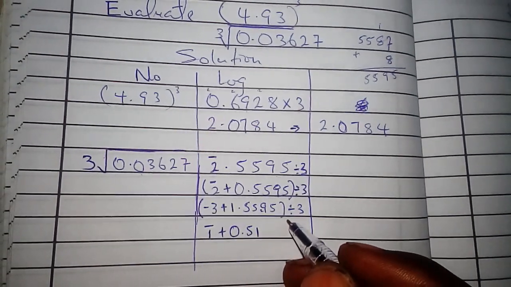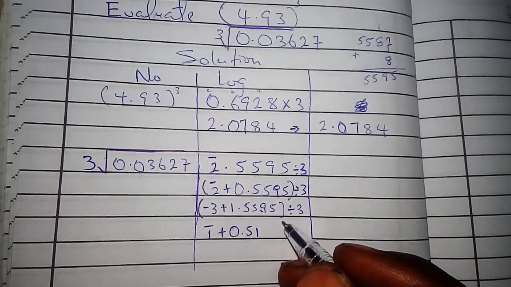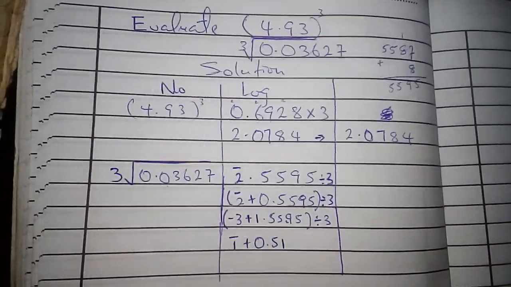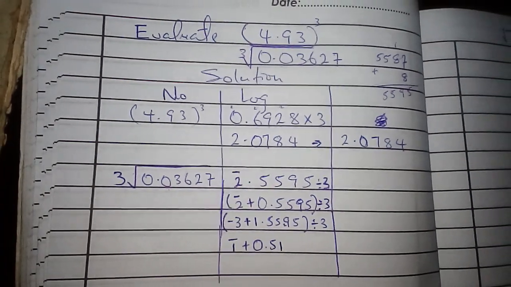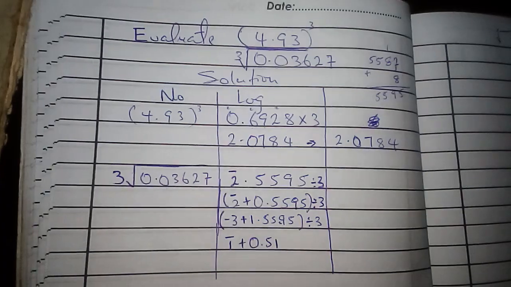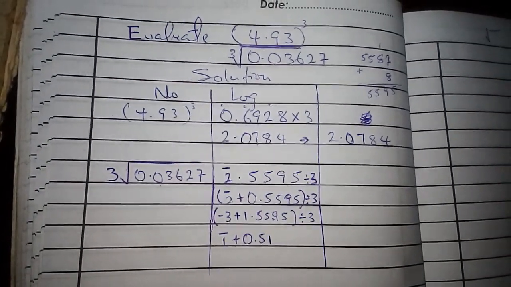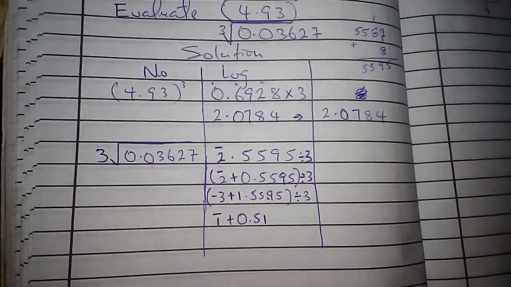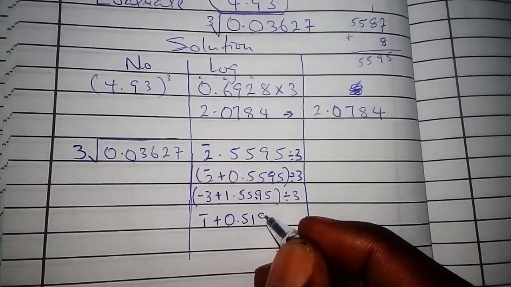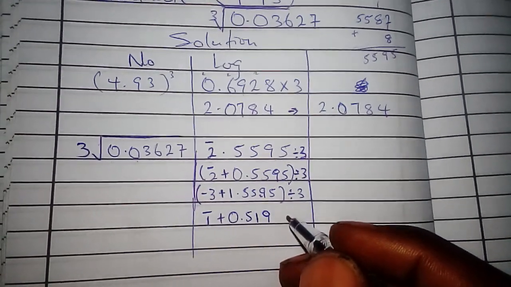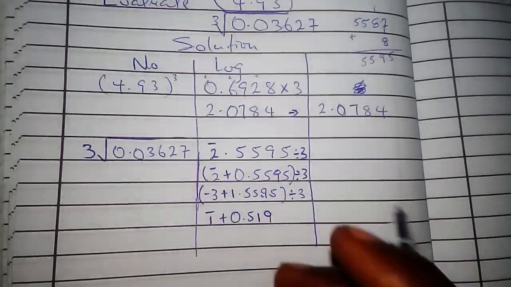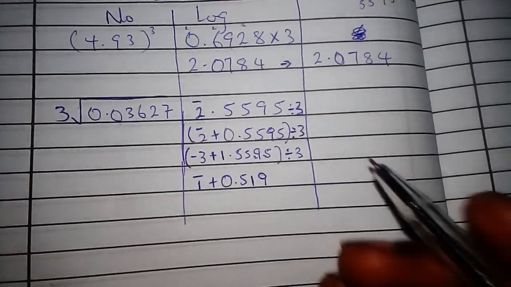9 times 3 will give me 27. So 29 minus 27. Let me calculate. 9 minus 7 gives me 2. So the remainder is 2, and I have 9 remainder 2. So here I have my 9, then remainder 2. The remainder 2, I'll join it to this place. Here it becomes 25. So you see the way I'm dividing it.